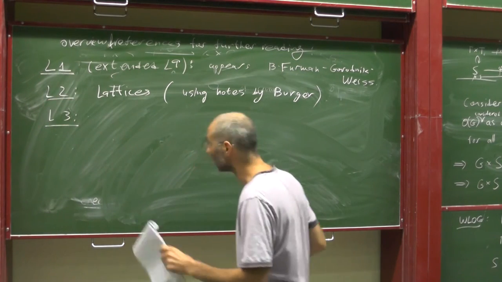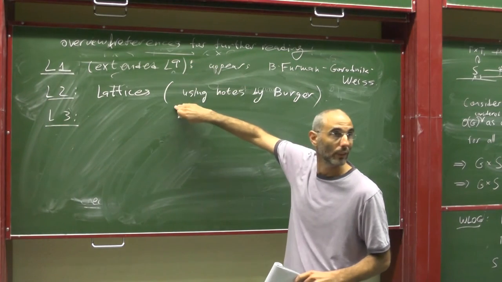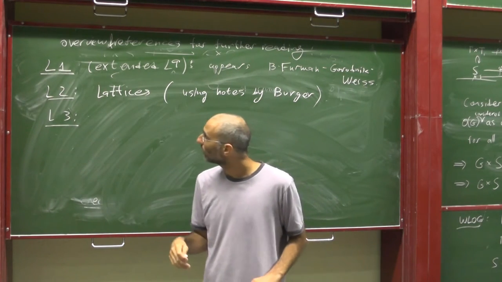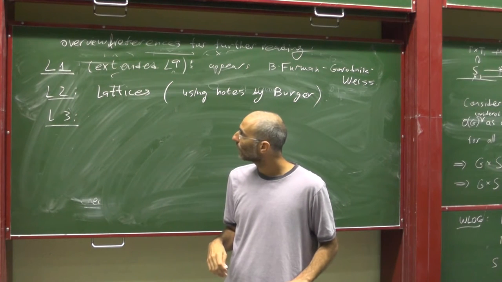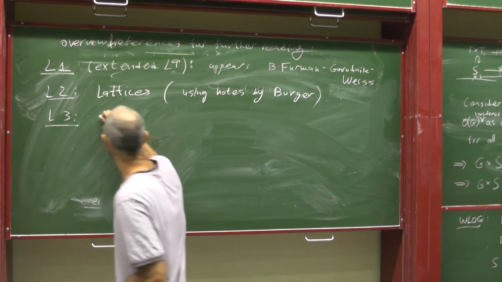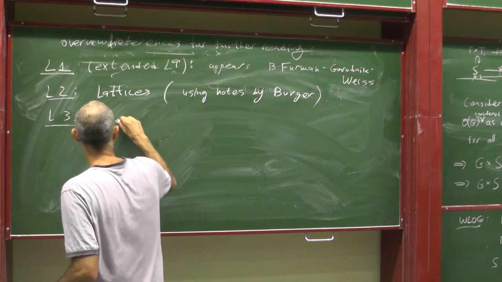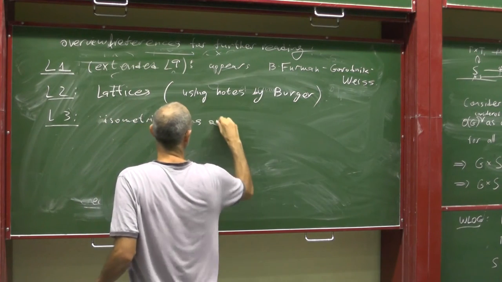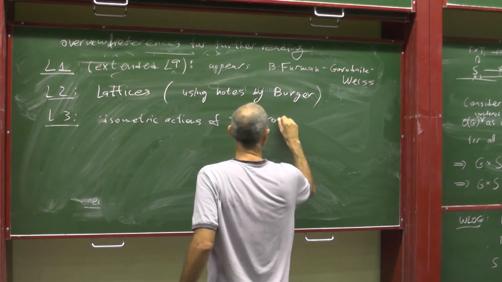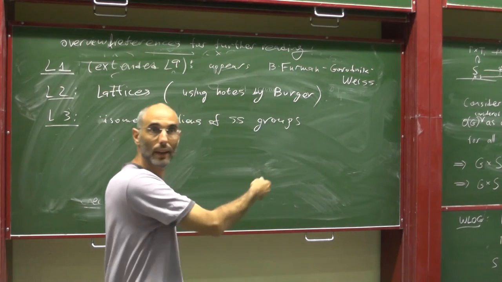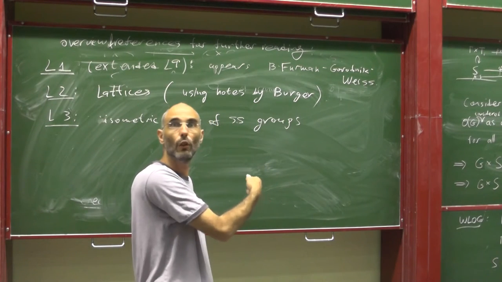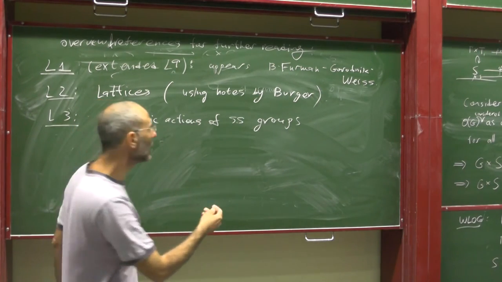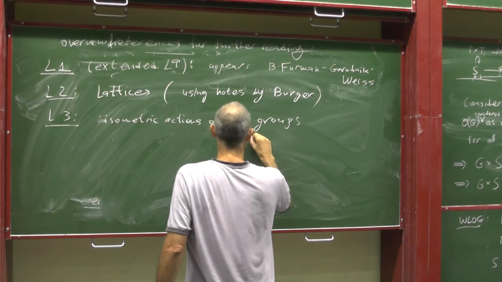Okay, having discussed lattices, and of course in lecture one we were relying on these results, in lecture three we were discussing metric action or isometric action of semisimple groups. This was very crucial for us in our later discussion of metric ergodicity. We didn't coin that term yet at lecture three, but this was related to Howe-Moore.